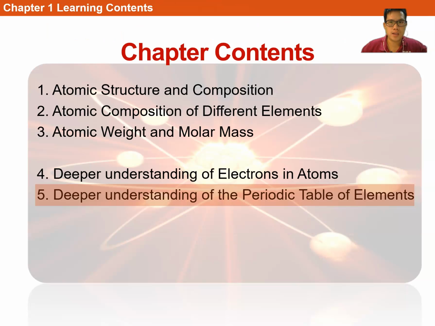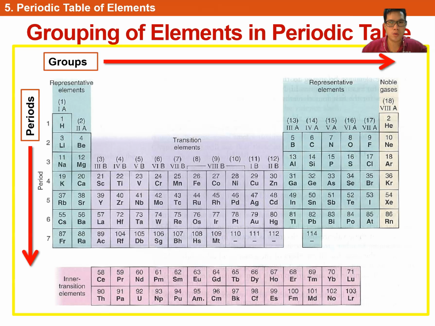Okay, the last section is a deeper understanding of the periodic table of elements. Over here you can see this is how we arrange it. We arrange as groups: group 1, group 2, group 3, group 4, group 5, group 6, and so forth.